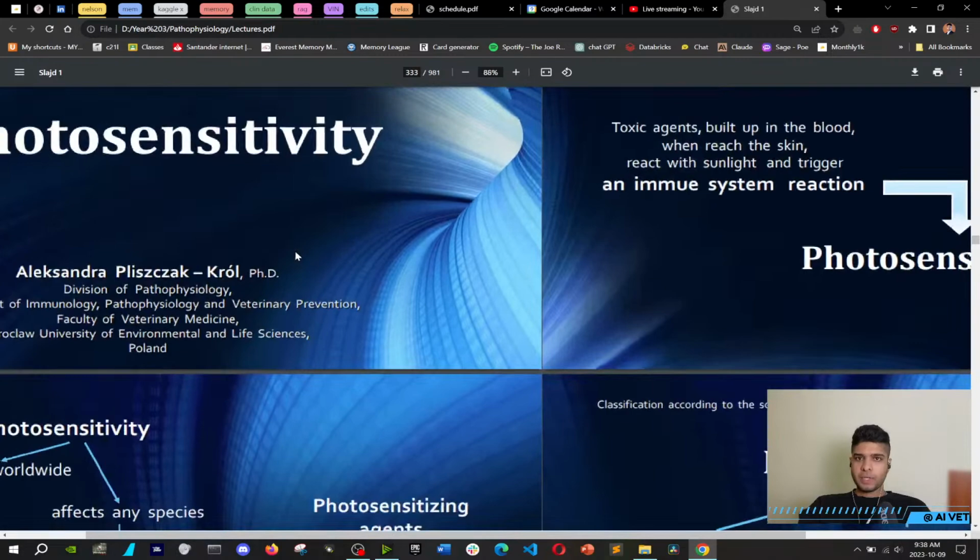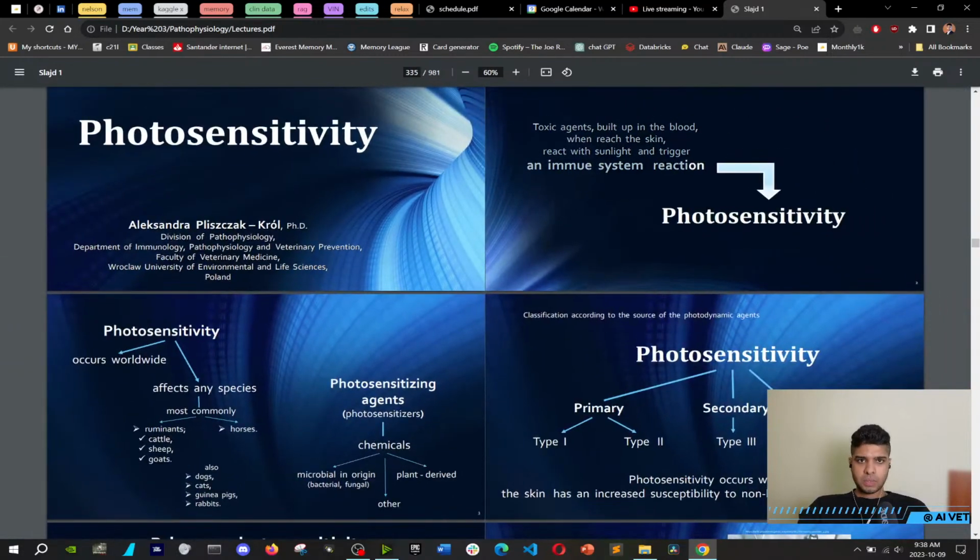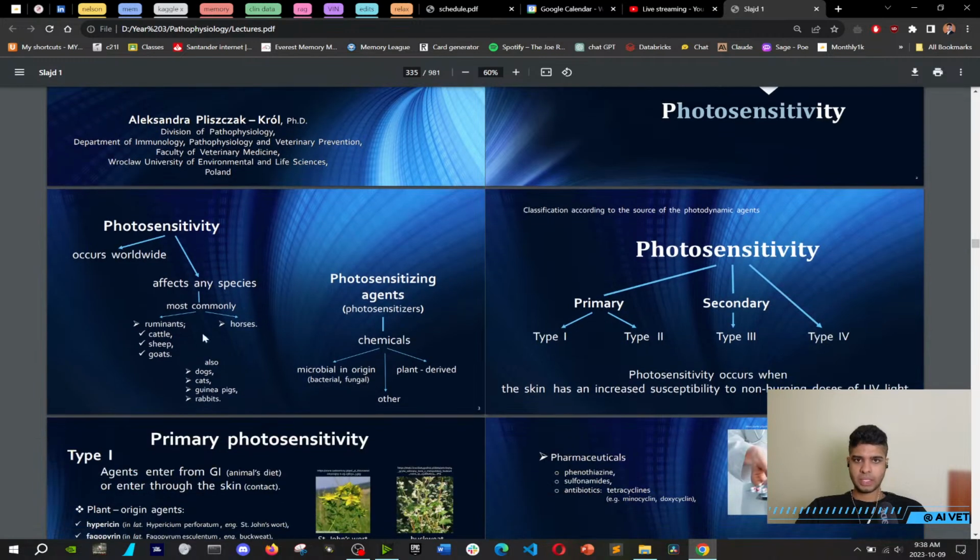So the topic for today is photosensitivity, and this is what I was just reading. These are toxic substances that reach the skin and react with sunlight. Whenever they hit the light, they trigger the immune reaction. This is called photosensitivity. It can occur in ruminants, cattle, horses, dogs, cats, and so on. Photosensitizing agents are microbial, plant, and other stuff. It can be split into three types: primary, secondary, and type 4, and the primary is 1, 2 and 3. Photosensitivity occurs when the skin has increased susceptibility to non-burning doses of UV light.